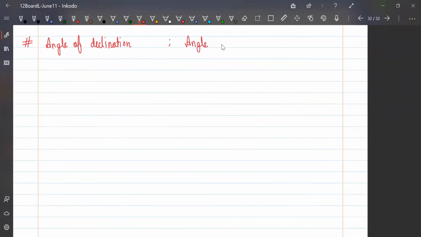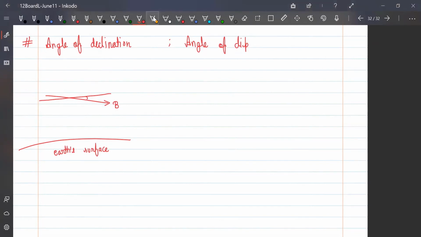So, if you want to visualize them, angle of dip is easy to visualize. This is Earth's surface, and the angle that the magnetic field line makes with the horizontal of Earth's surface. This is the magnetic field. So this is angle of dip. This line is horizontal. So this angle is called angle of dip.